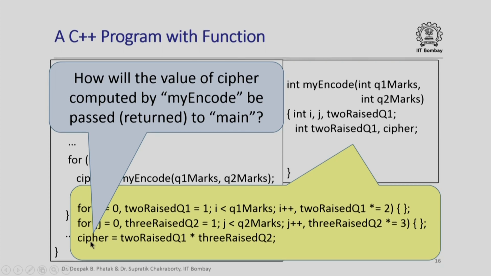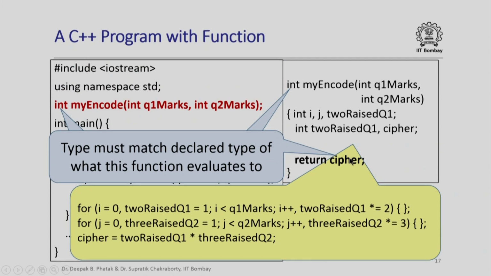Well, so my encode computes cipher, but then we wanted this value to be passed or returned back to main. How do we do that? We do that by this special statement called return cipher. So now you see that this return statement is really needed to say that go back to the calling function and give it the value cipher that I have computed over here. Of course, the type of the returned value must match the declared type of what this function evaluates to. In this case, it is an integer.